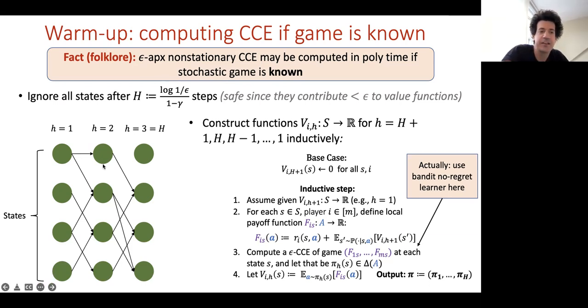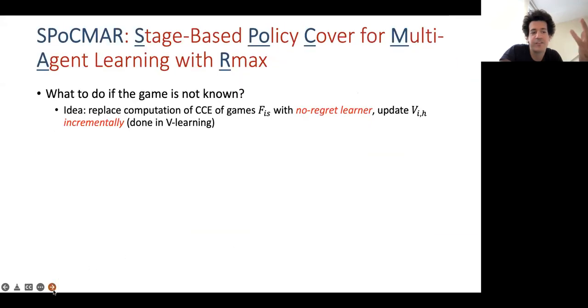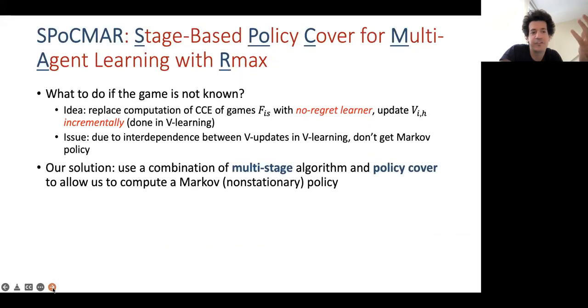So the difficulty here is that you cannot do backwards induction because you don't have access to all these states. You don't know the transitions, you don't know which states you can reach. So you have to resolve those kinds of issues, okay?